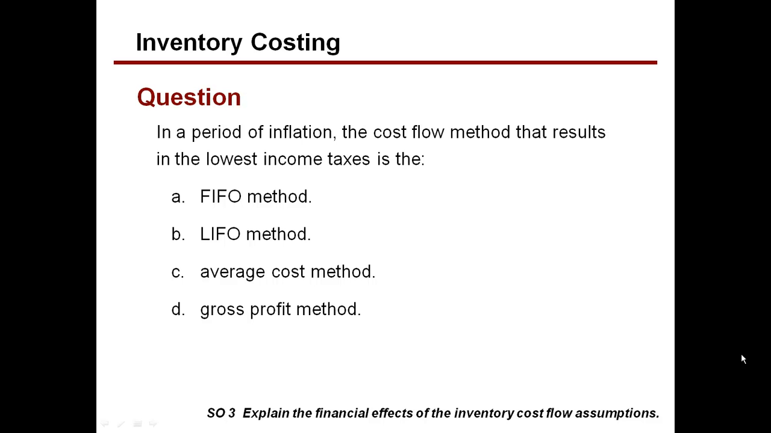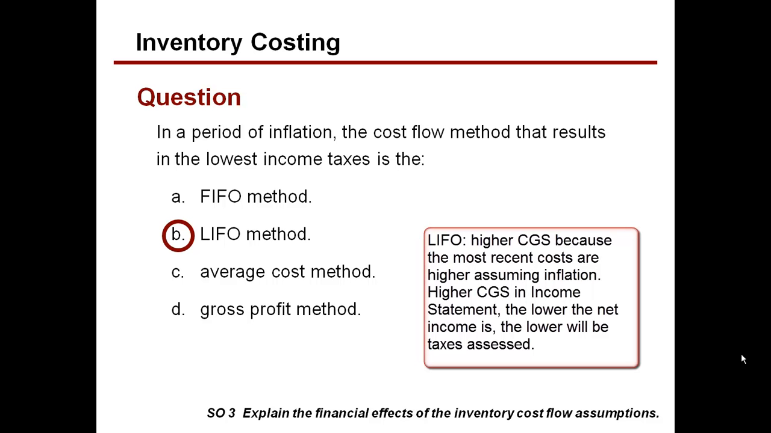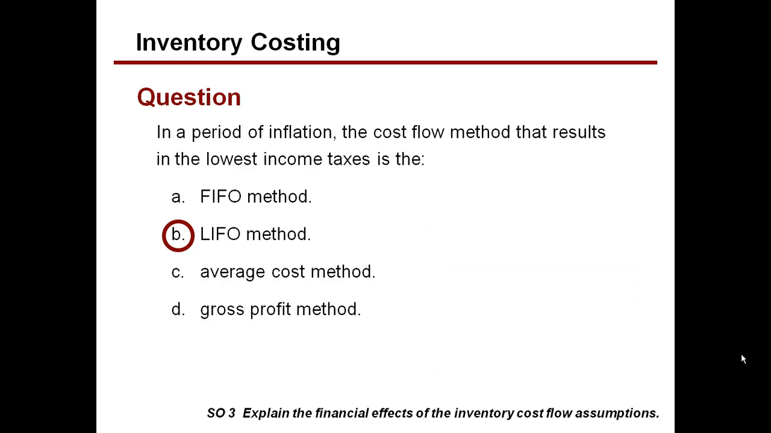Question. In a period of inflation, the cost flow method that results in the lowest income taxes is the LIFO method. Why? Because the LIFO method produces a higher cost of goods sold and therefore lower profit. Taxes are based on profit and therefore lower profit, lower taxes. This is a primary motivation of U.S. companies to use the LIFO method. It results in lower taxes in the short run.